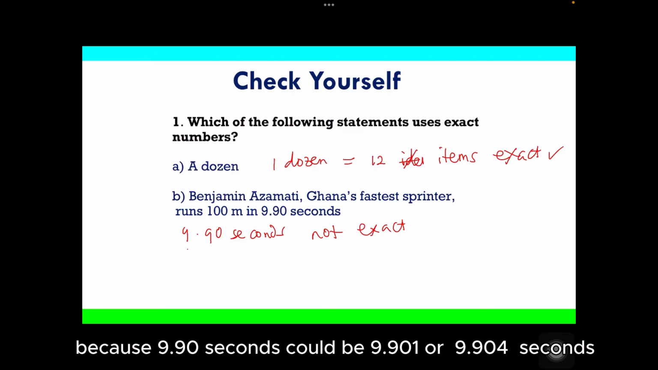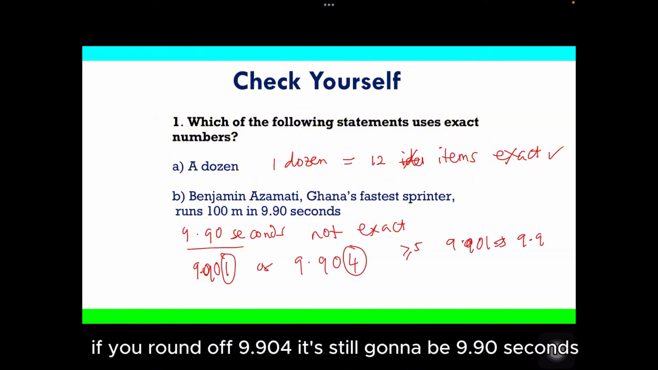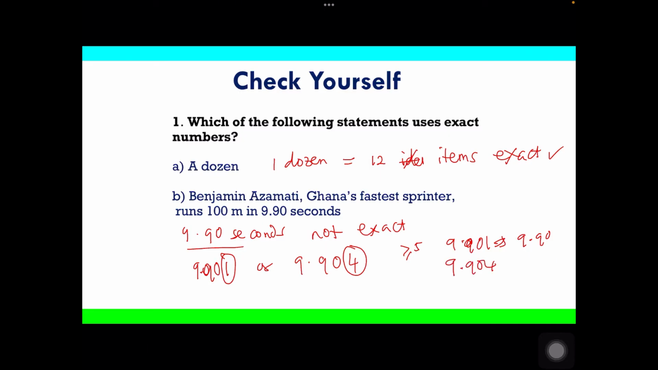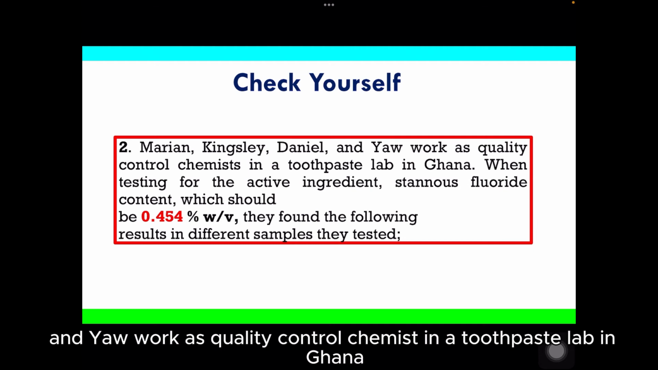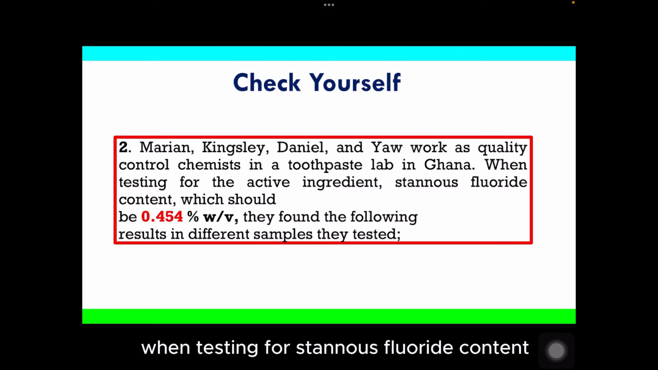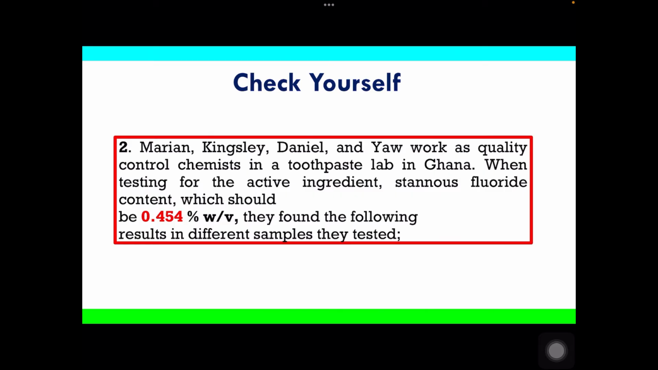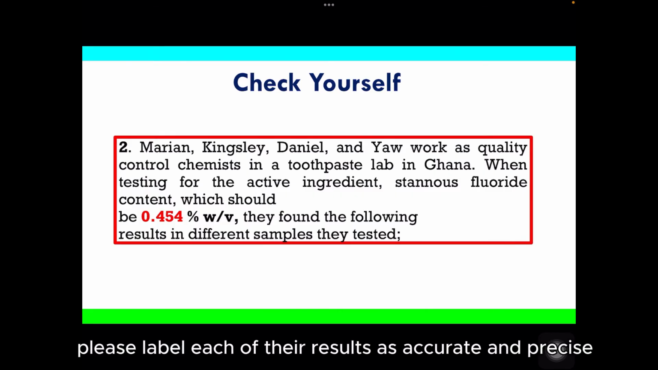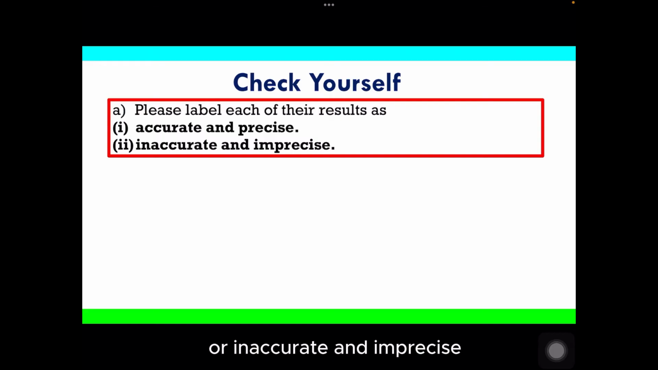Why? Because 9.90 seconds could be 9.901 or 9.904 seconds. If you round off 9.904, it's still going to be 9.90 seconds, because there's always room for adding extra digits. Marian, Kingsley, Daniel, and Yao work as quality control chemists in a toothpaste lab in Ghana. When testing for stannous fluoride content, where the true value is 0.454% weight by volume, they found the following results. Please label each of their results as accurate and precise or inaccurate and imprecise.